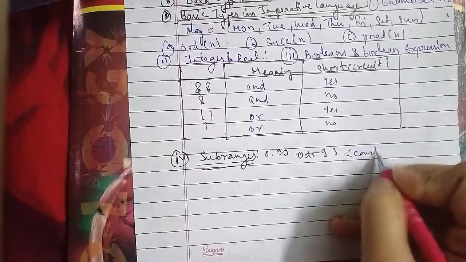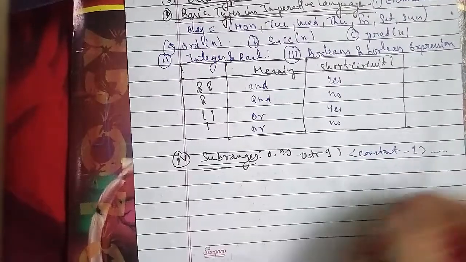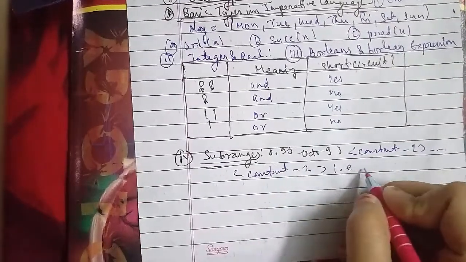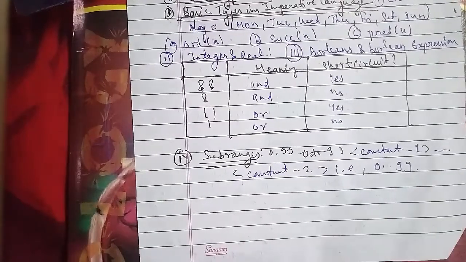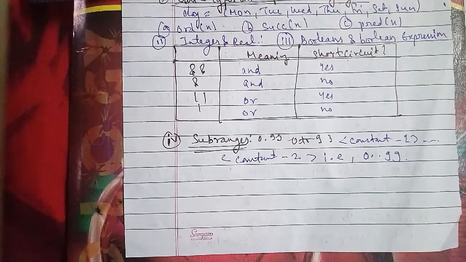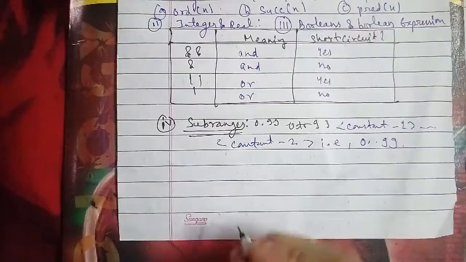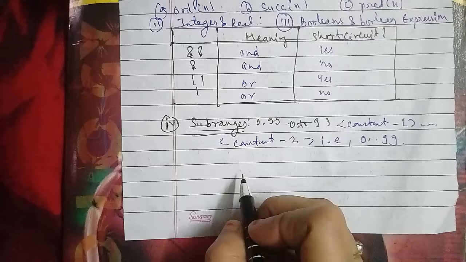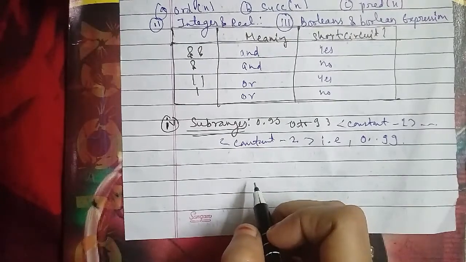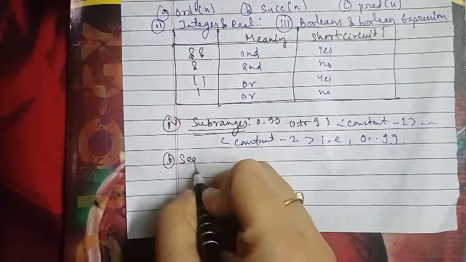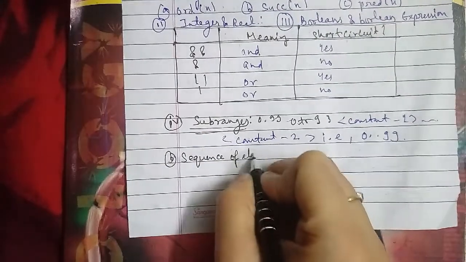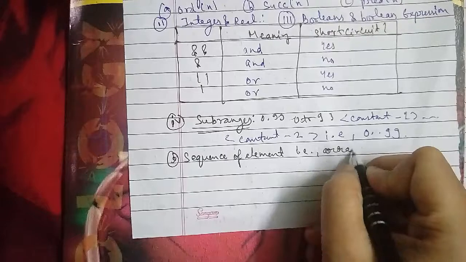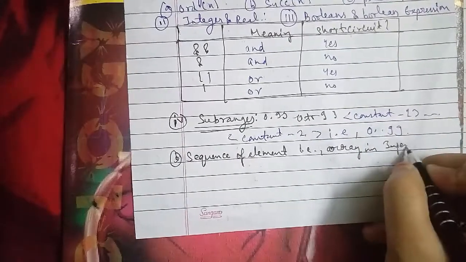Constant, constant 2. So here, as I told you about it, now we'll discuss another question, which is to discuss the sequence of elements, that is the array in imperative languages. So let's go ahead and discuss it: sequence of elements, that is array in imperative language.